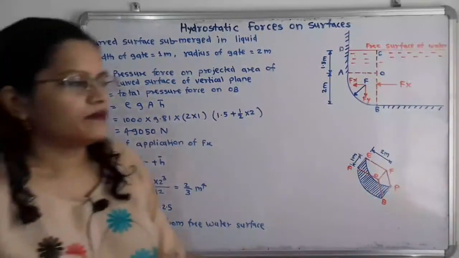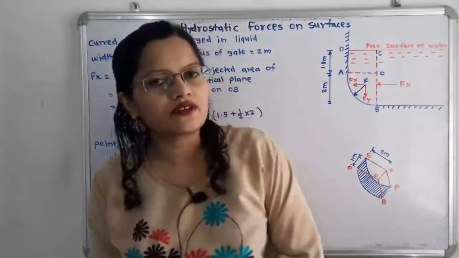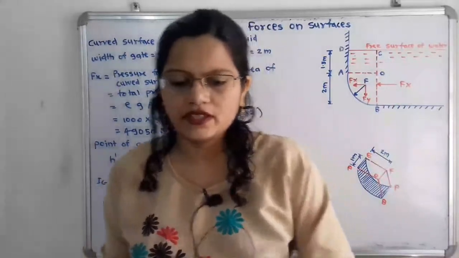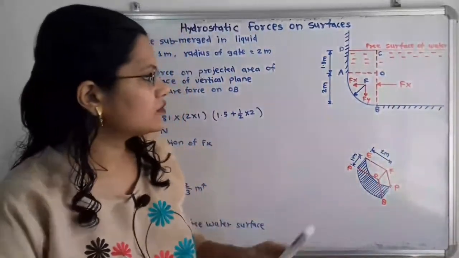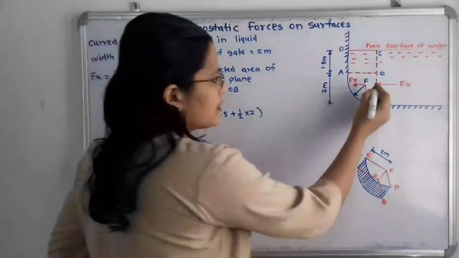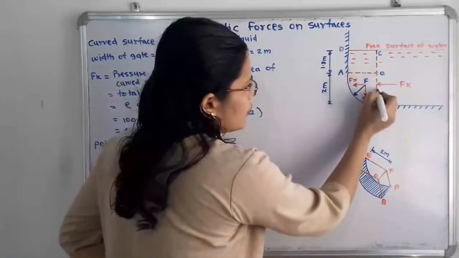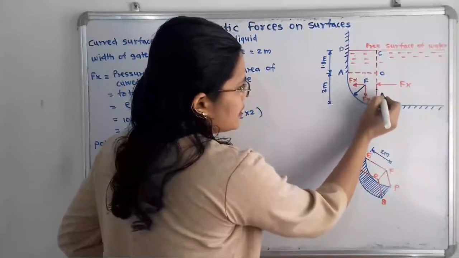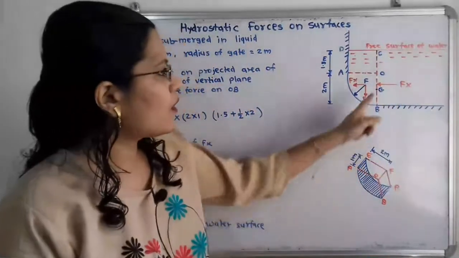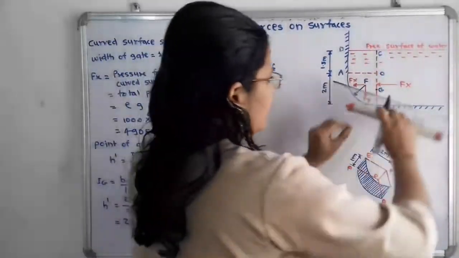And then h bar. What is this h bar? That is the distance of the center of gravity from the free water surface. If we take this OB as a reference plane, then the center of gravity is at the middle point. Here this total distance is 2 meter, so from the 1 meter, at the middle point, here is the center of gravity, that is G. How do we take this distance h bar? That is from the free water surface. I will show here.